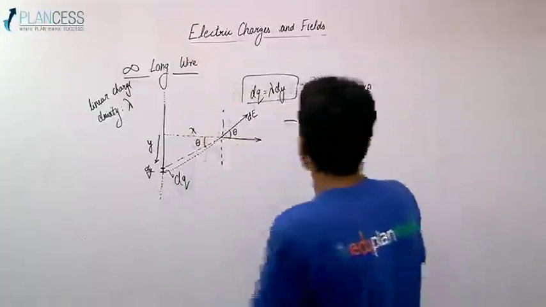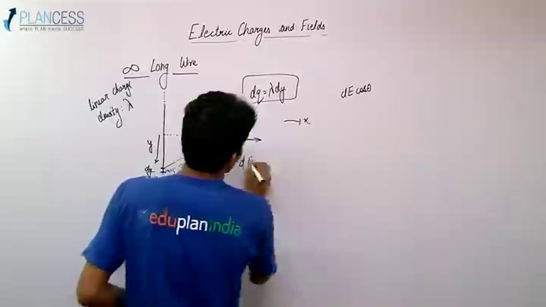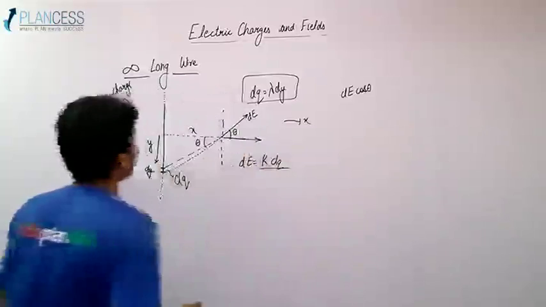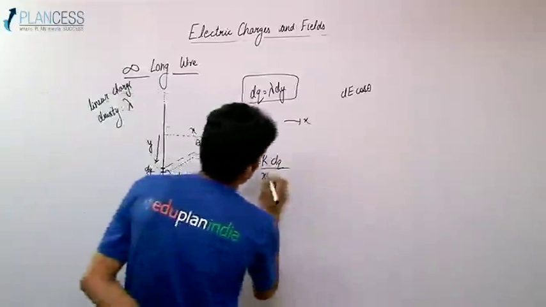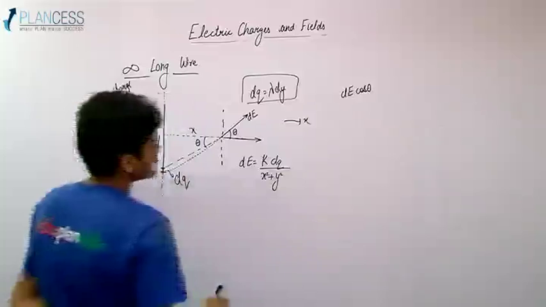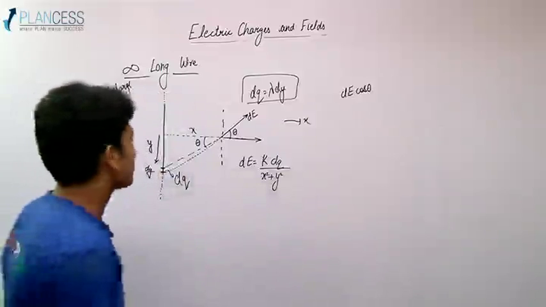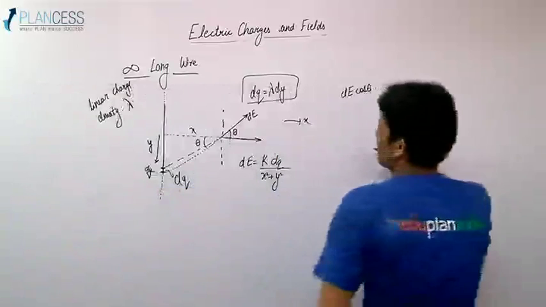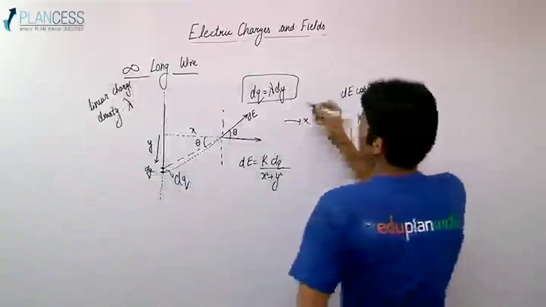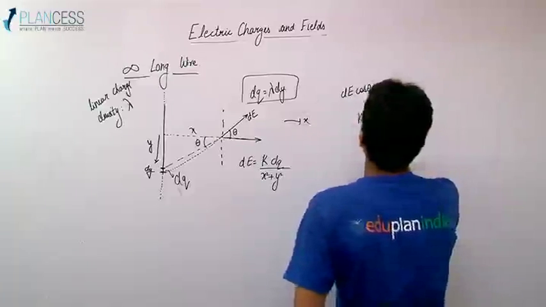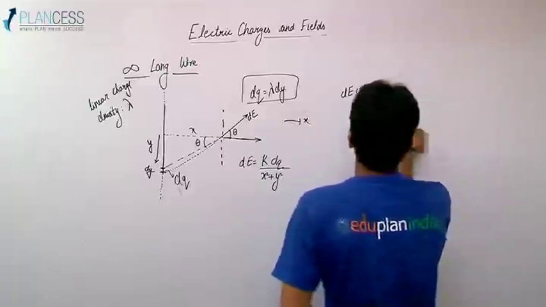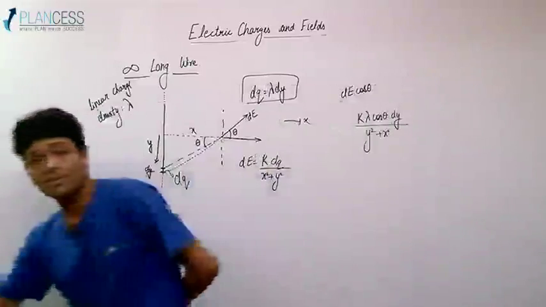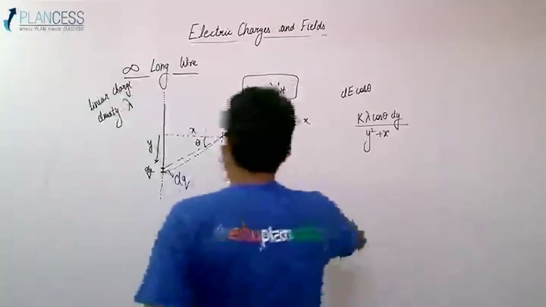So let's do it. Firstly, let's write down the value of dE. The value of dE would be k dq upon r square, which would be x square plus y square, so x square plus y square is the distance square. Now this is the value of dE. It can be written as k, dq can be written as lambda, cos theta dy upon y square plus x square. So this is the formula.